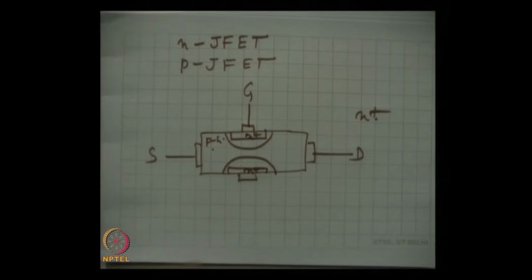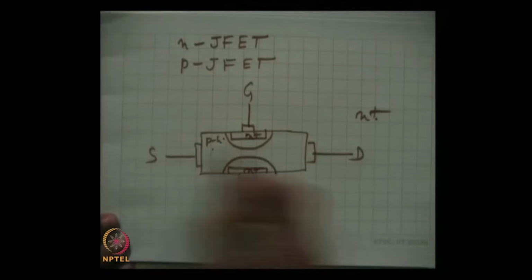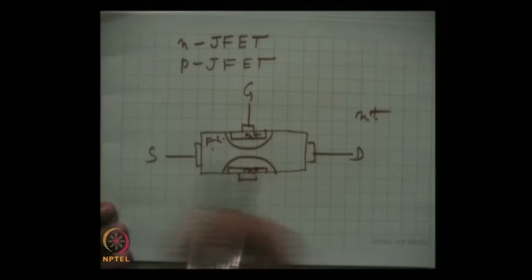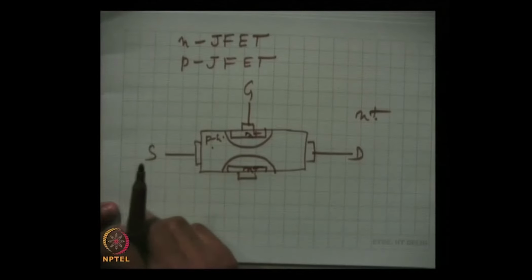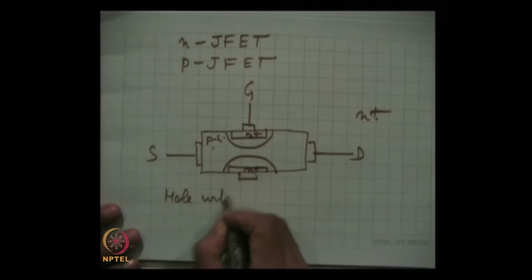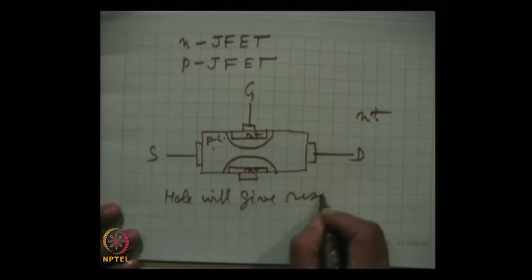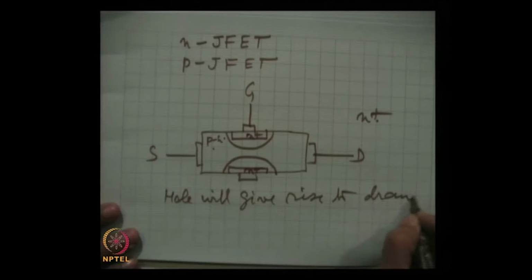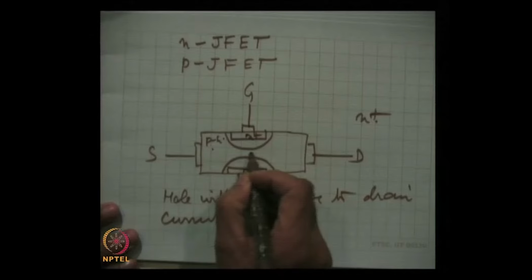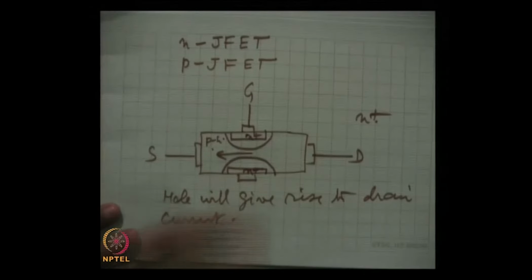Here same thing, except now when we apply a positive voltage at the drain with respect to source, then holes will take part in the current process. So, holes will give rise to drain current. This is positive, this is negative, holes will flow in this direction, and so the direction of the movement of holes is the direction of current. So, this is the drain current.